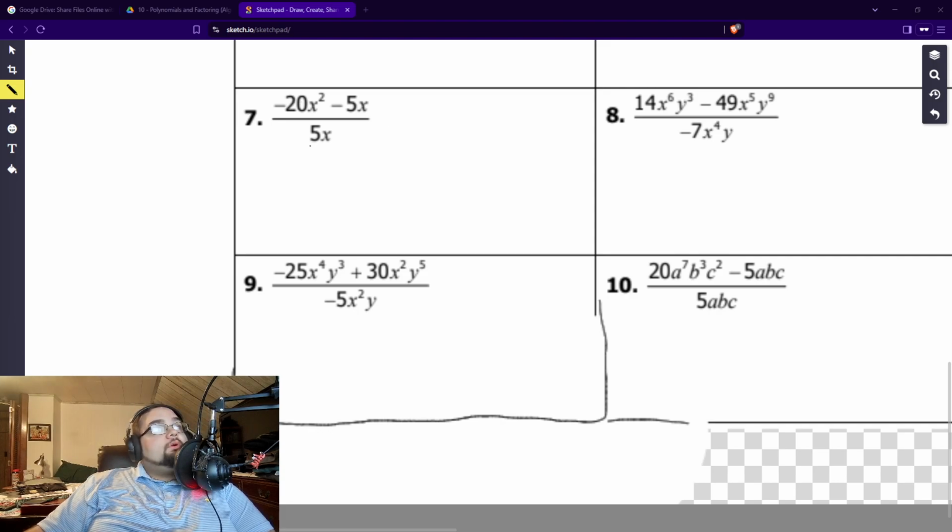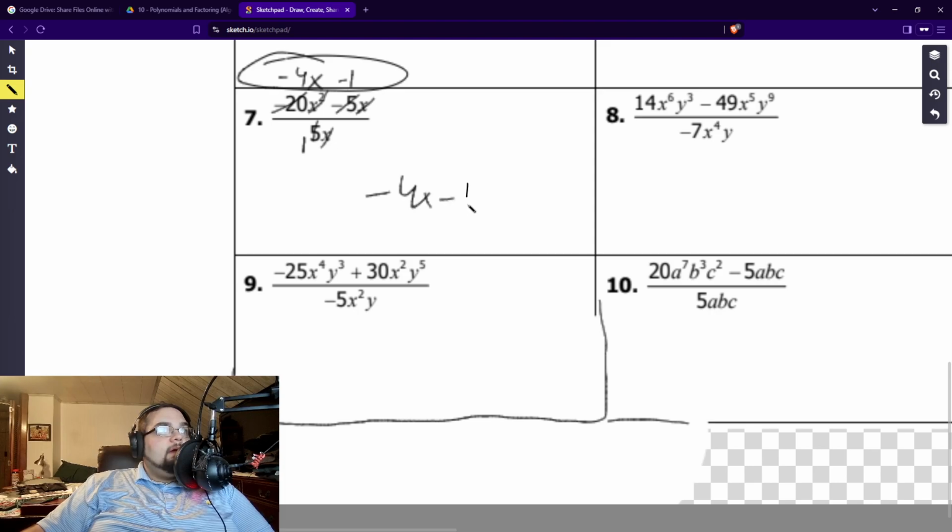Now, if you remember, our goal is to divide everything, right? So I see I have 5. I can cancel that out and make that a 1. I see -5. -5 divided by 5 gives me a -1. And -20 divided by 5 gives me a -4. I remove an x from x squared. That leaves me x. So -4x minus 1.